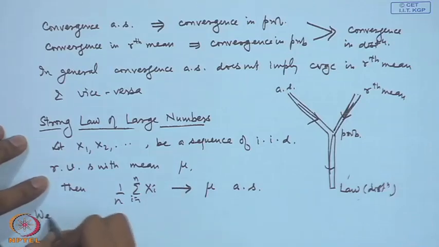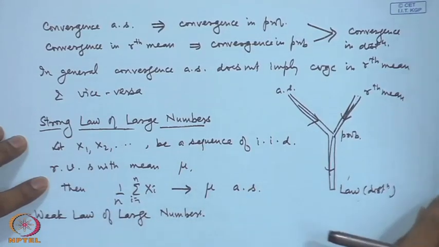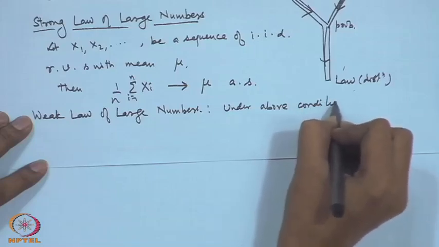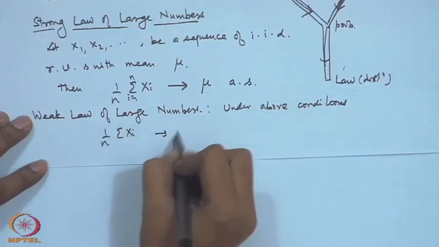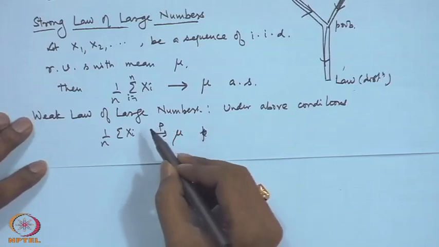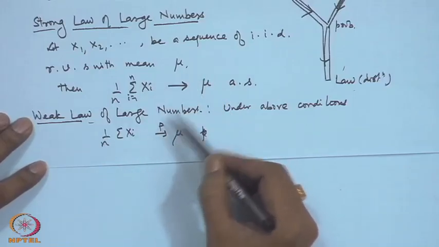Similarly, that is called the weak law of large numbers: under the conditions given above, (1/n) sum of X_i converges to mu in probability. The names weak and strong law are simply related to the stronger convergence here and the weaker convergence here, but both are true. The generalizations of these results are there for non-IID random variables, or random variables which are independent but not identically distributed, or dependent, and so on. I have stated them in the simplest form.